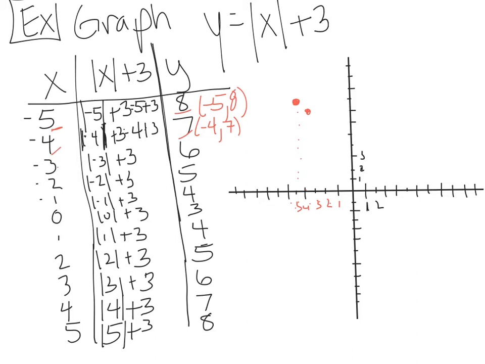3, 6. 2, 5. 1, 4. 0, 3. Just in case you're losing track, this is where we are right now. 4 needs to come down a little. And then as soon as I get back to positive 1, I'm at positive 4 again. Two, 5.